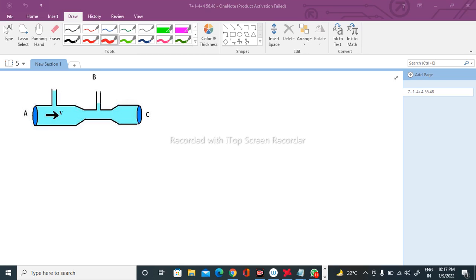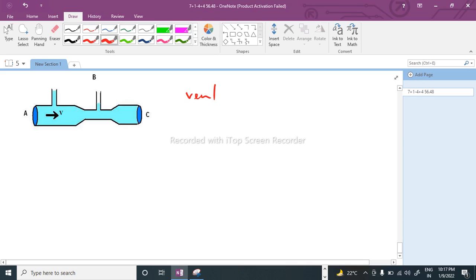So in this video we're going to talk about the functioning of a venturimeter. Okay, this comes in fluid mechanics. So there is a flow of liquid. This venturimeter is useful to find speed V.